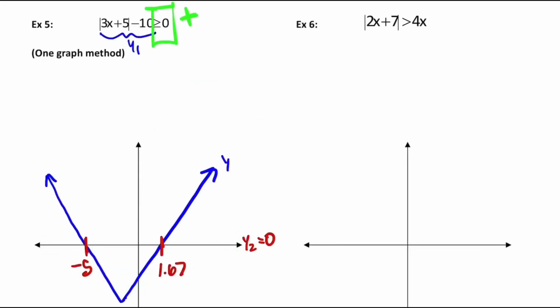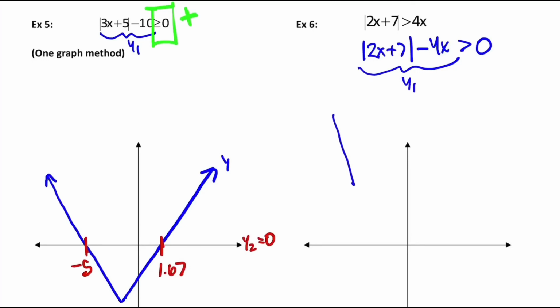In example 6, what I'm going to do first, I don't even want to try the two-graph method here. It just gets too confusing. So what I want to do is subtract this 4x over. That gives me absolute value of 2x plus 7, minus 4x, is greater than 0. And I'm just going to throw this into y1. You can get some goofy looking graph, but don't freak out. Get something that kind of looks like this. There's y1. I would put in y2 equals 0. I'd find this point of intersection here. That's the only part that you really need to label for an inequality. And I got 3.5.